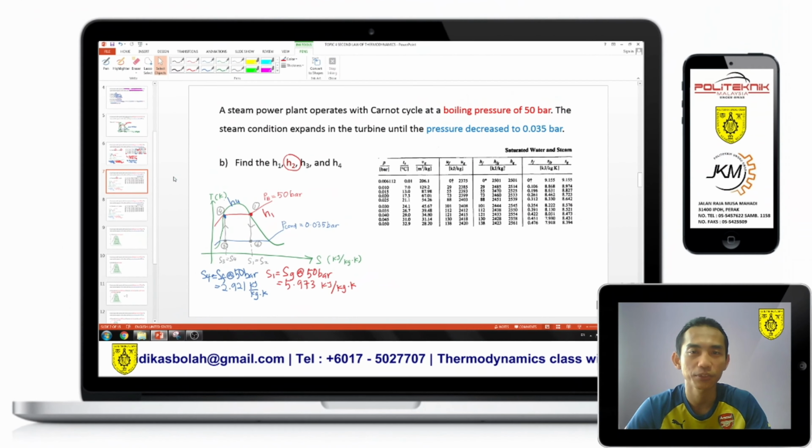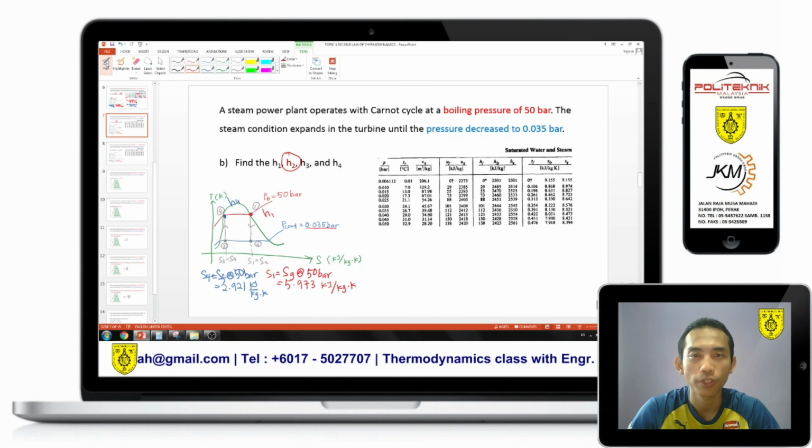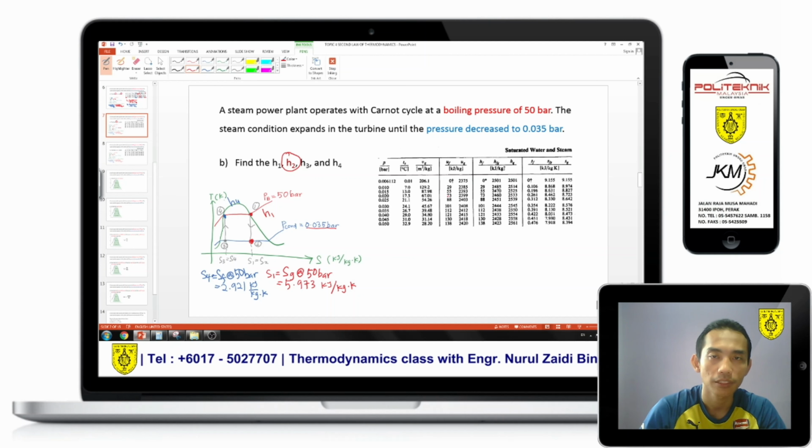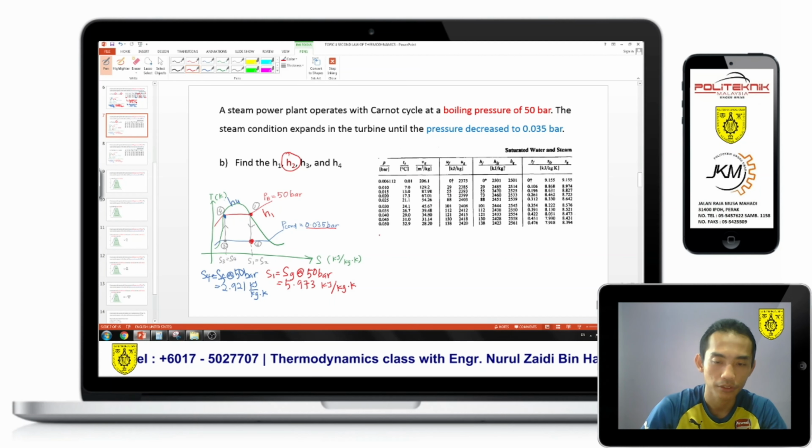Let's find H2, the enthalpy at point 2. Please pay more attention to this section because, from my experience, many students face a problem finding H2. Let's look at our TS diagram. At point number 2, the steam is in wet condition.